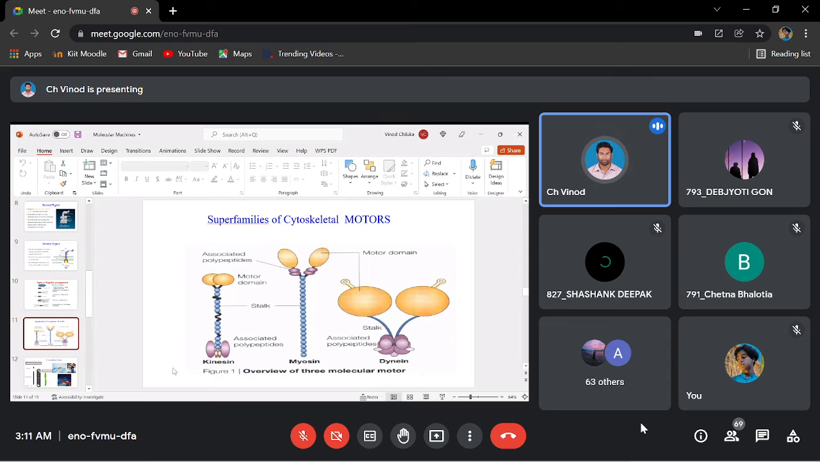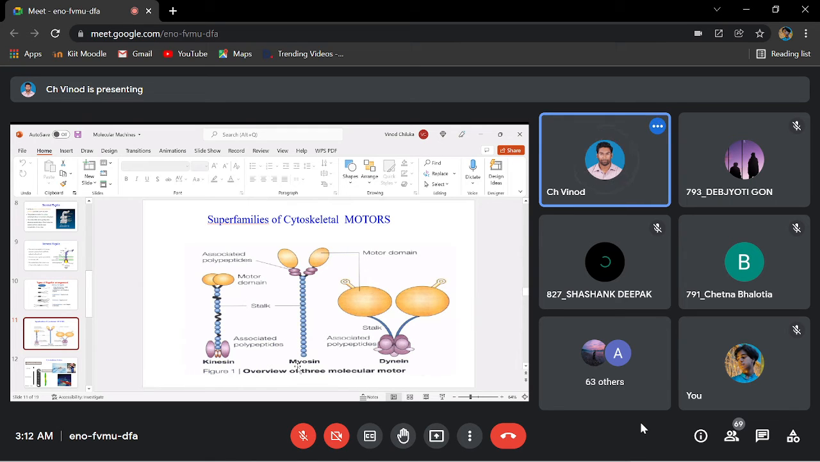Okay, so we are going to study 3 different types of motors. One will be kinesin, other will be myosin, and the other one will be dyneins. So we have 3 different molecular motors that we are going to study. All of them have common structural components. As you can see here, they have a motor domain, indicated in a slight yellowish color, followed by a central stalk. The stalk can be flexible, and this is usually made up of polypeptides, different types of amino acids.